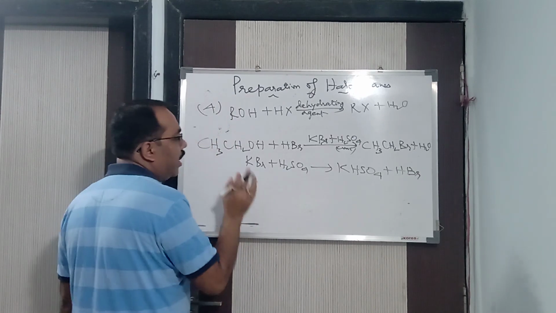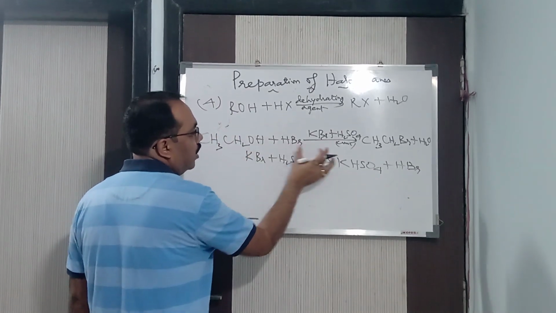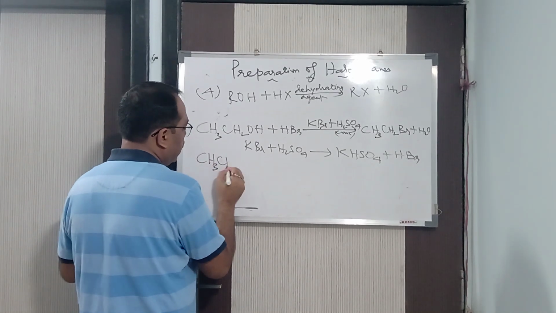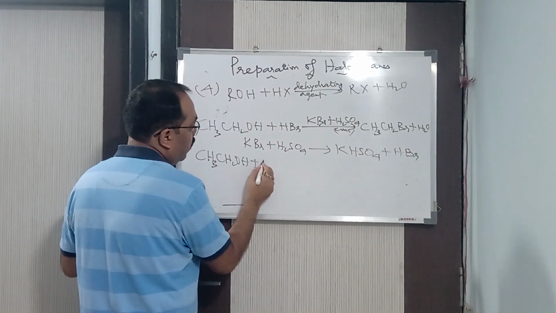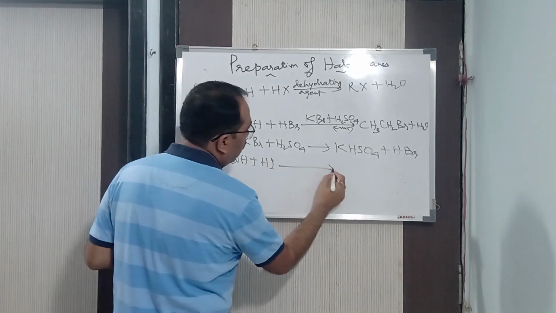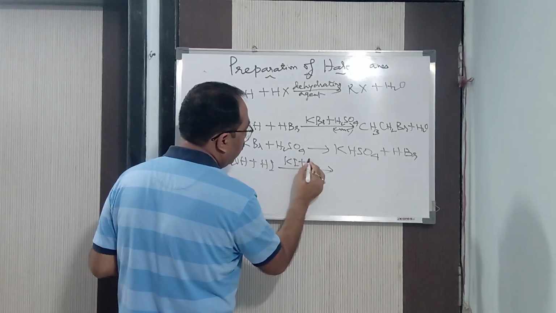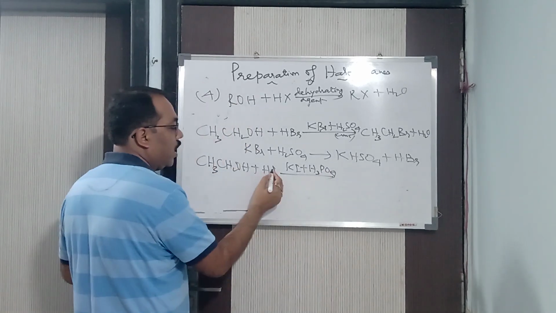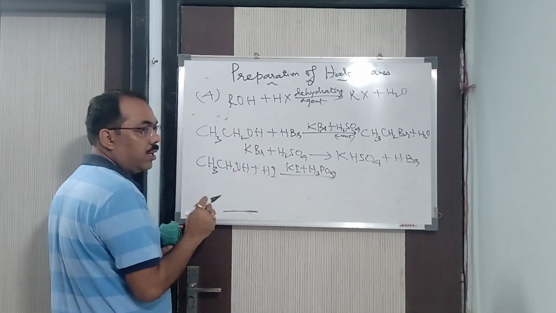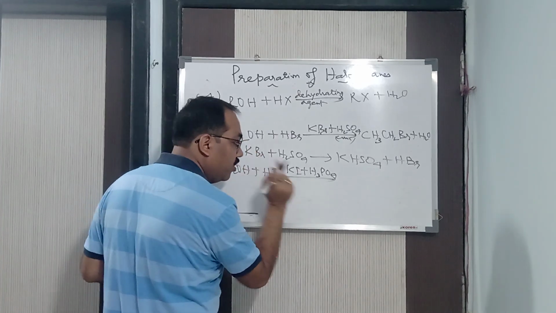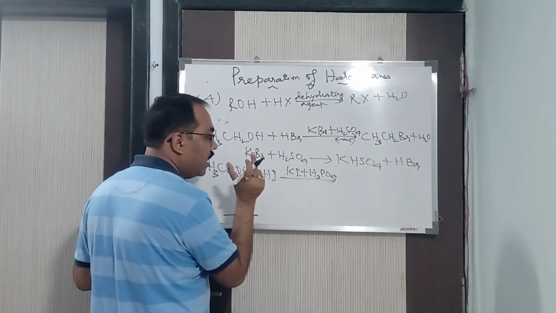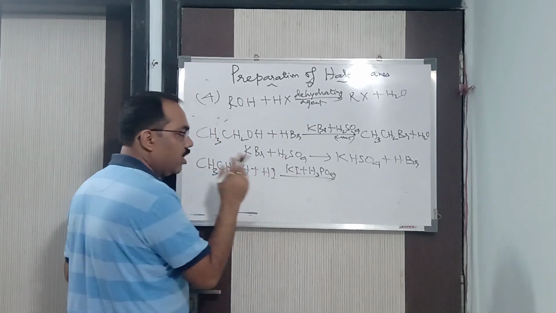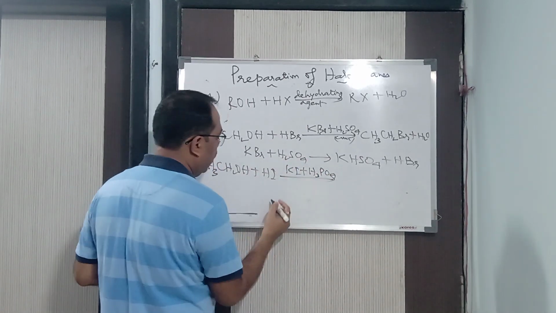Suppose I take HI here, if I want an iodide product. Then what I have to do is CH3CH2OH plus HI, and I have to use KI plus H3PO4. Here I will be using not H2SO4, I will be taking H3PO4. Here I am also leaving a question to you: why is H2SO4 not used, and why is H3PO4 used? I will tell you after this reaction. Let me complete the reaction.